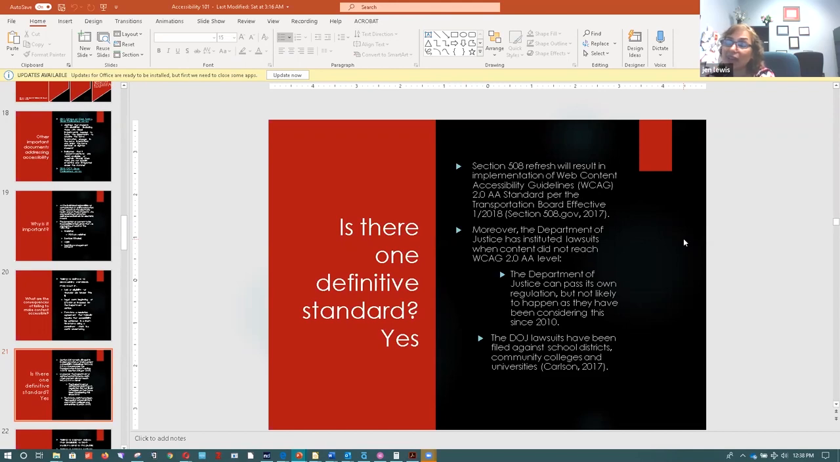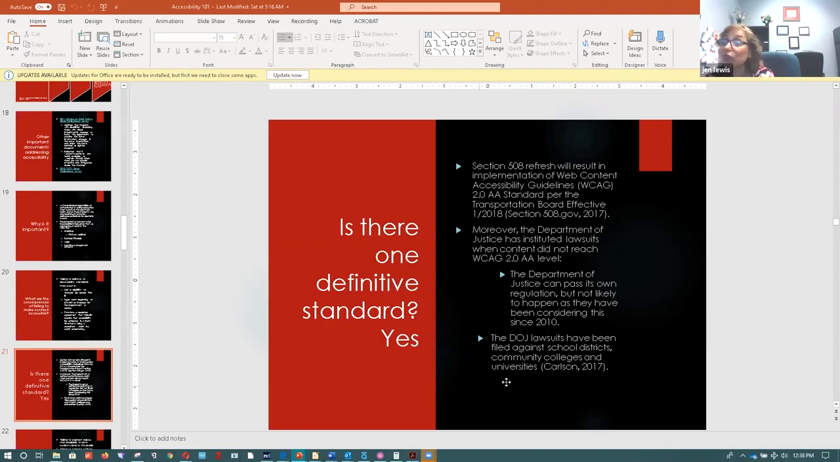We have a lack of continuity in terms of addressing this. Lawsuits, again, are WCAG 2.0 AA, but we're starting to see 2.1 AA come in those settlement agreements, and that's the direction they're going to go in relatively soon because it's been a little while. Department of Justice could pass its own regulation. They've been considering this since 2010, so it's only been 10 years. So I'm thinking that's probably not going to happen anytime soon.